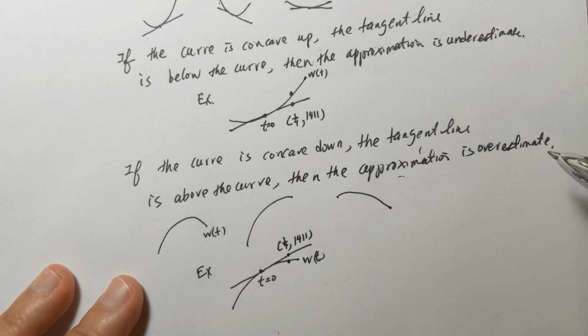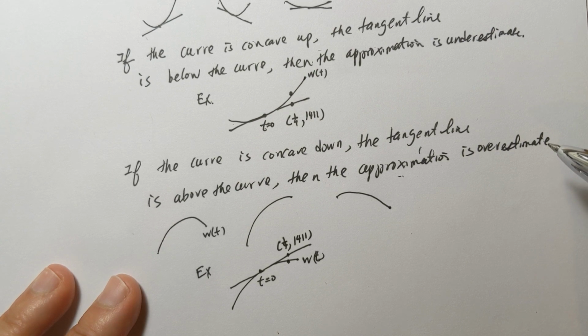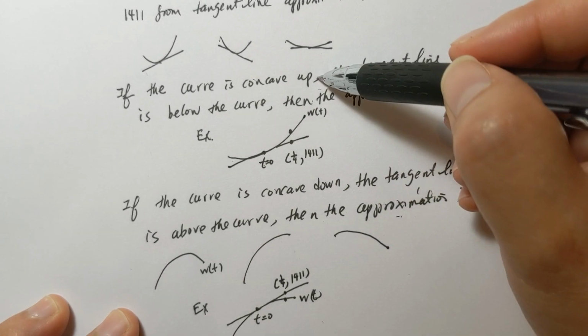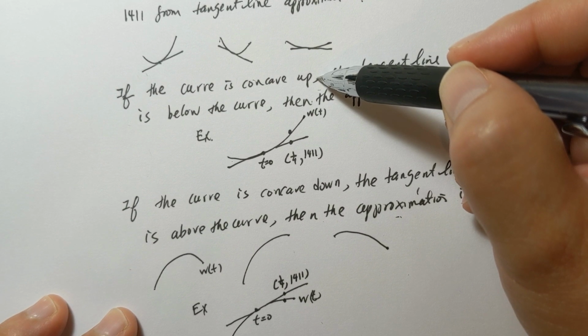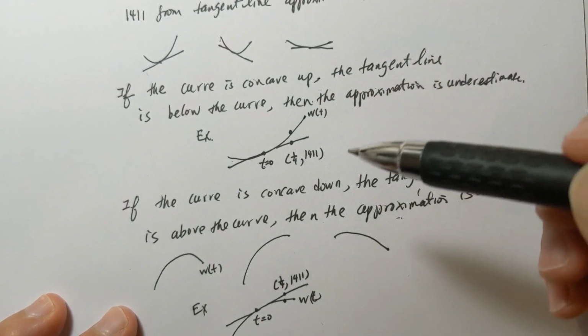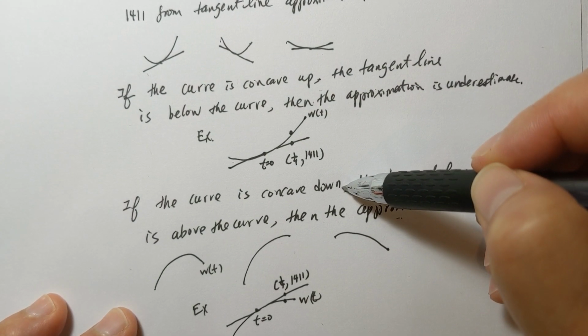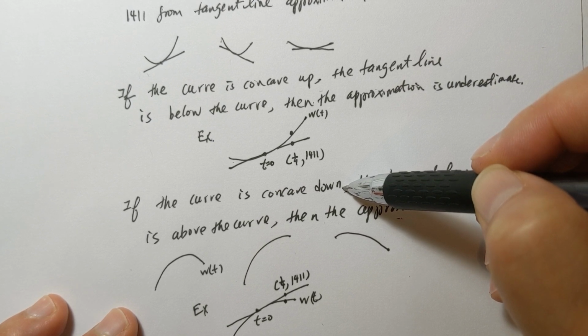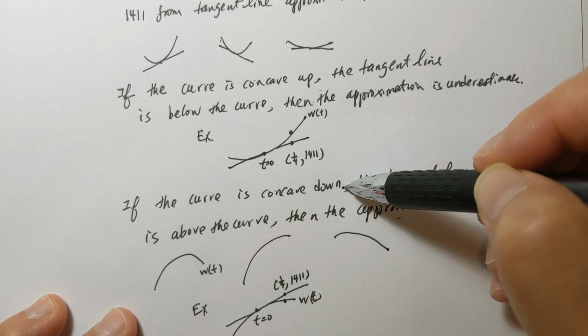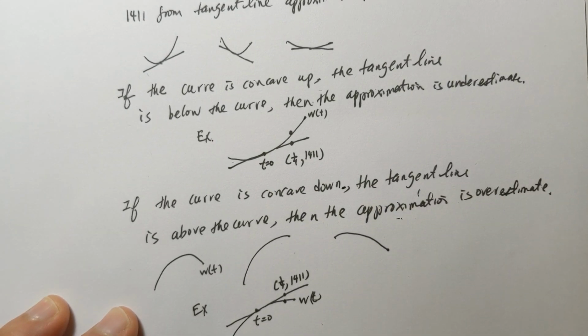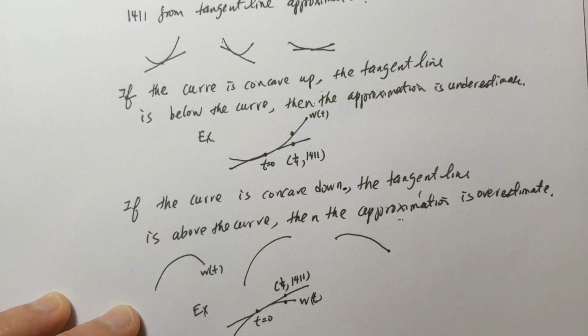In order to figure out whether the graph is going to be concave up or concave down, we have to use the second derivative. We viewed that before. If the second derivative is positive, the curve is concave up. If the second derivative is negative, the curve is concave down. That is why we need to determine the sign of the second derivative.